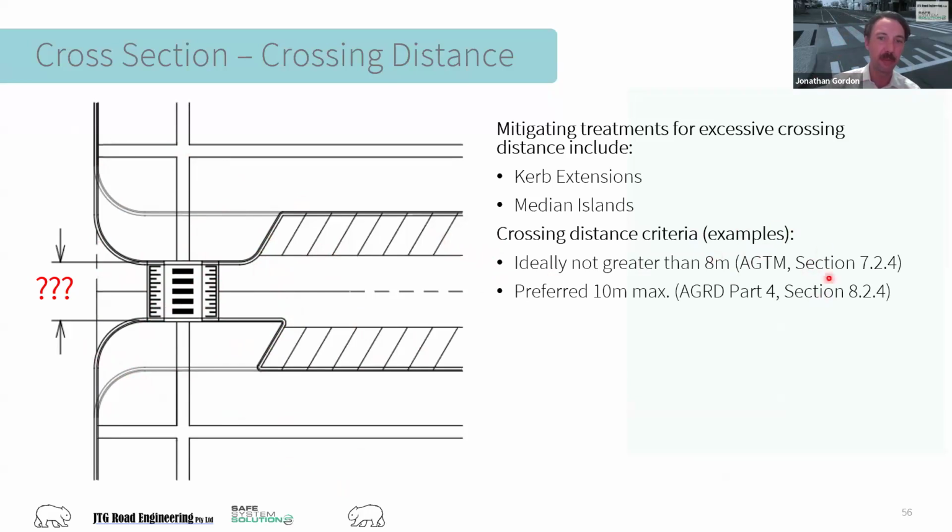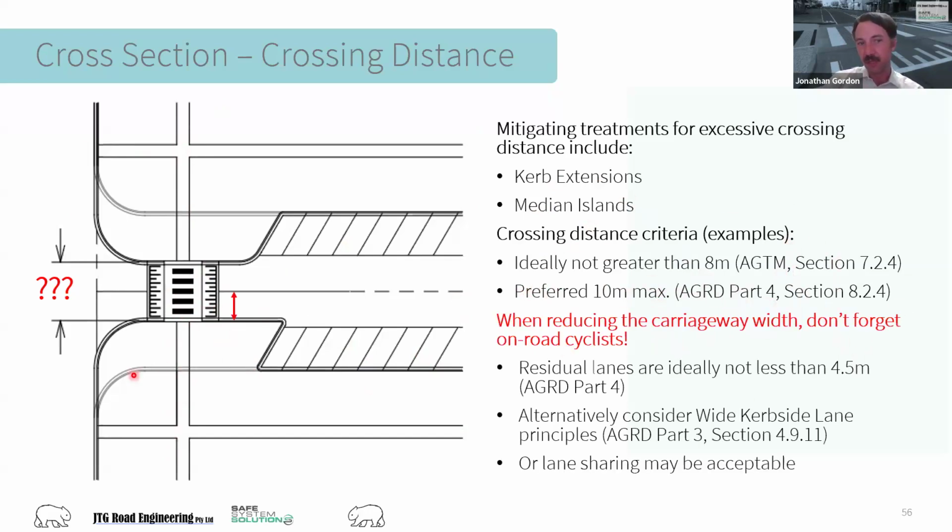Austroads Guide to Traffic Management, great reference document. It says, ideally, we don't want this more than 8 meters long. Okay, that's good to know. But then in Austroads Guide to Road Design, they say, we've got a preferred maximum of 10 meters. And that's also good to know. And what these are talking about is typically how long it takes to get across the road. So there's some references that you can use for your operational benefits here.